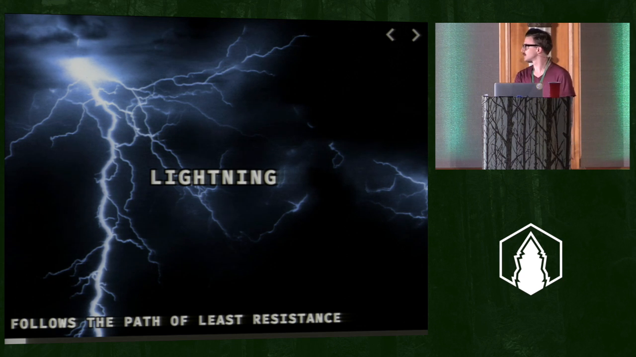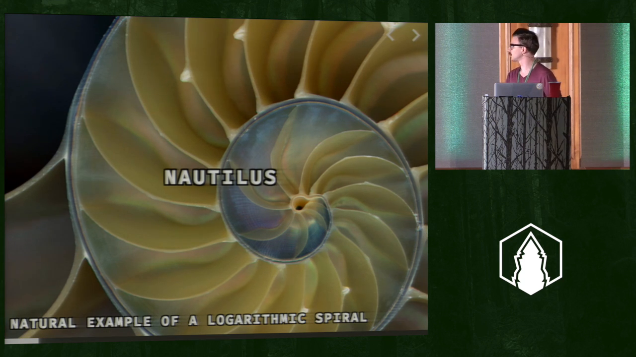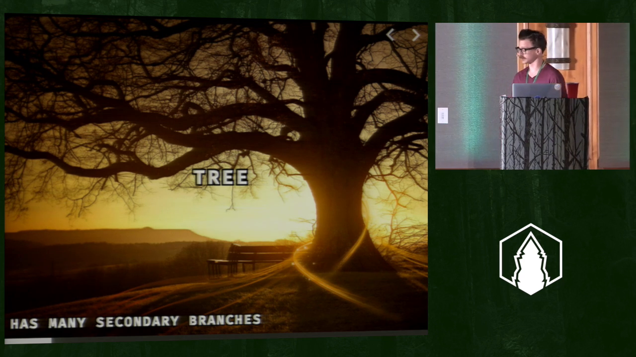If we look at lightning, we can see that it bursts in every direction that it can find because it's looking for the path of the least resistance. If we look at a nautilus, we can see a natural example of a logarithmic spiral. And if we look at a tree, we can see that it has so many secondary branches that we actually fail to count them. And all these things have one thing in common. They are what we call fractals. And because they are fractals, they look super impressive.